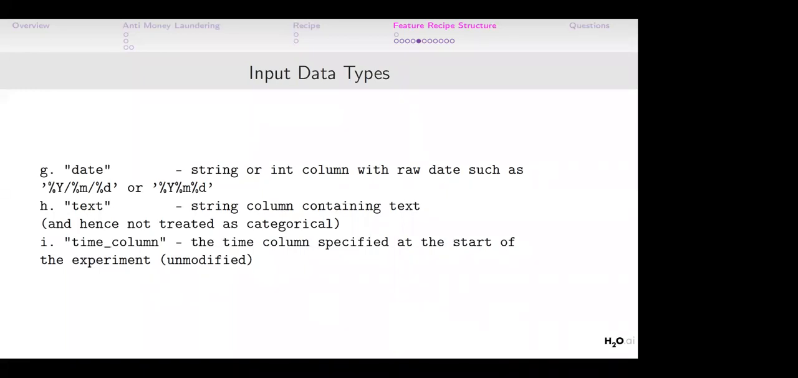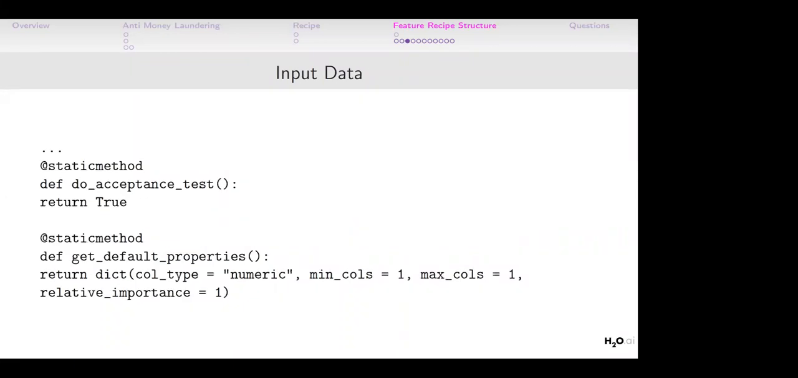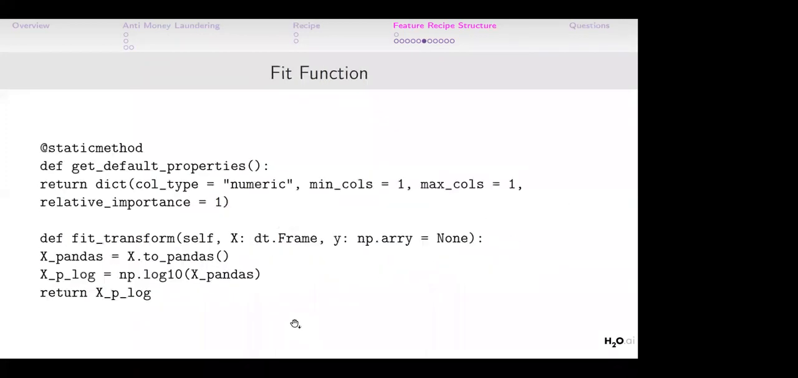Once you're done with this, you define how many of the minimum columns that you need. Let me take you back to that slide. How many of the minimum columns that you need, the maximum columns that you need, and your relative importance, and then you're good to go. Okay. Now, mind you, I promised you that there are 4 methods that are there as a part of the recipe.